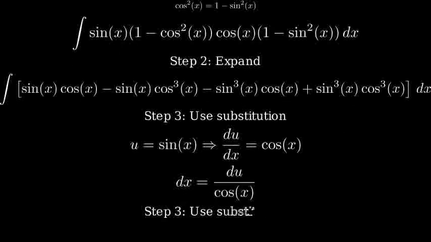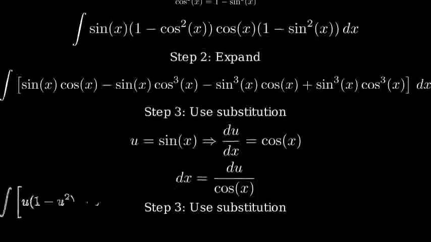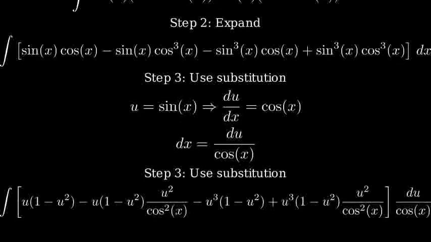We notice that terms involving sine of x, like sine cubed, can be directly converted into terms in u cubed. Terms involving cosine of x need to be adjusted using this substitution. After applying the substitution, the integral becomes the expression below. Simplify the integral resulting from substitution.